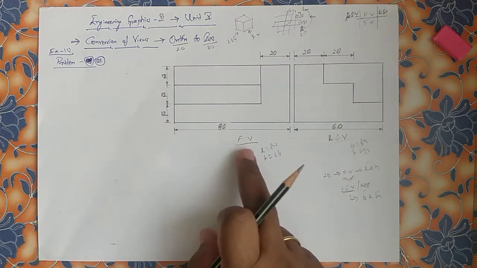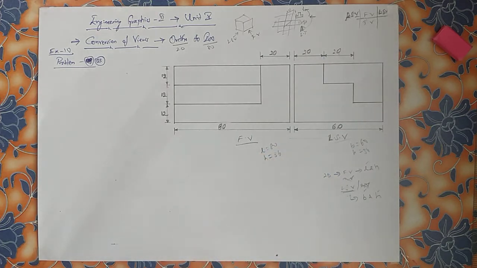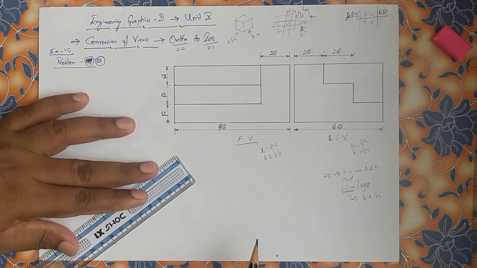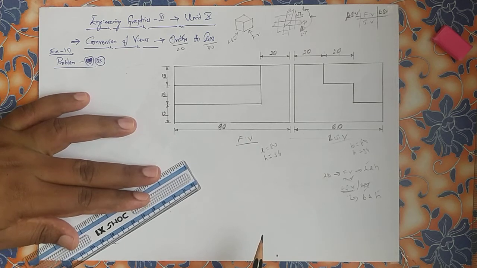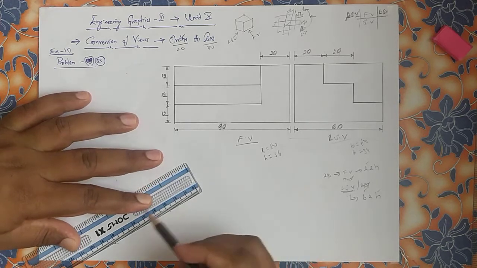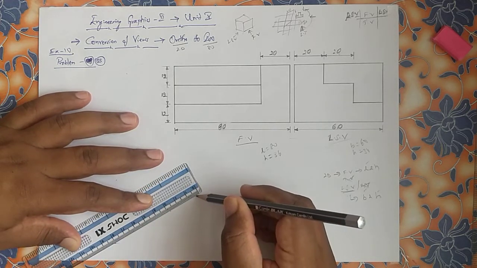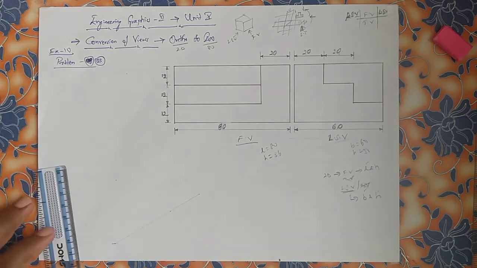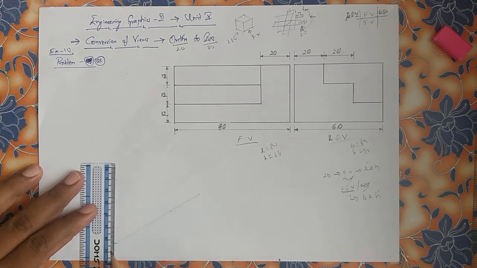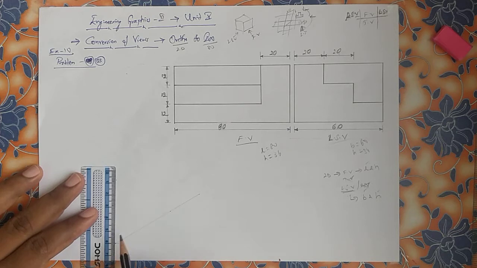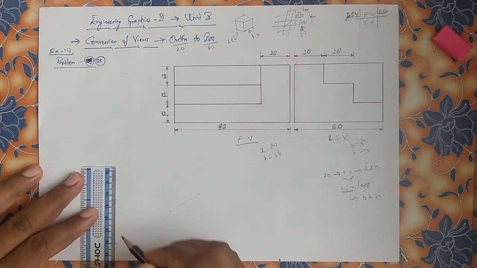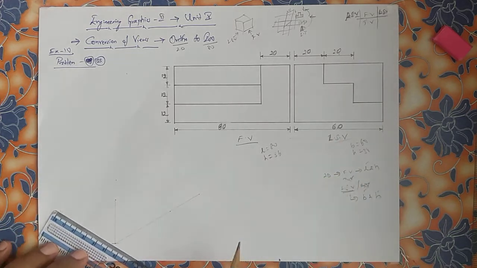First of all, front view, length and height. Length 80, height 36. See, I am generating here a slight line, 80, height 36, from this point 36, 10, 20, 30, 35, 36. It's on the same line. The breadth is 60.